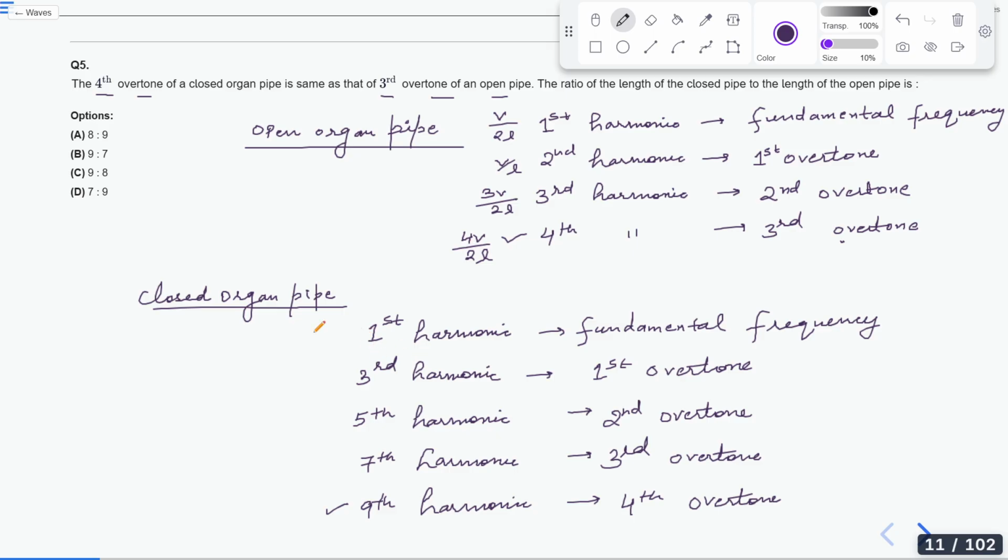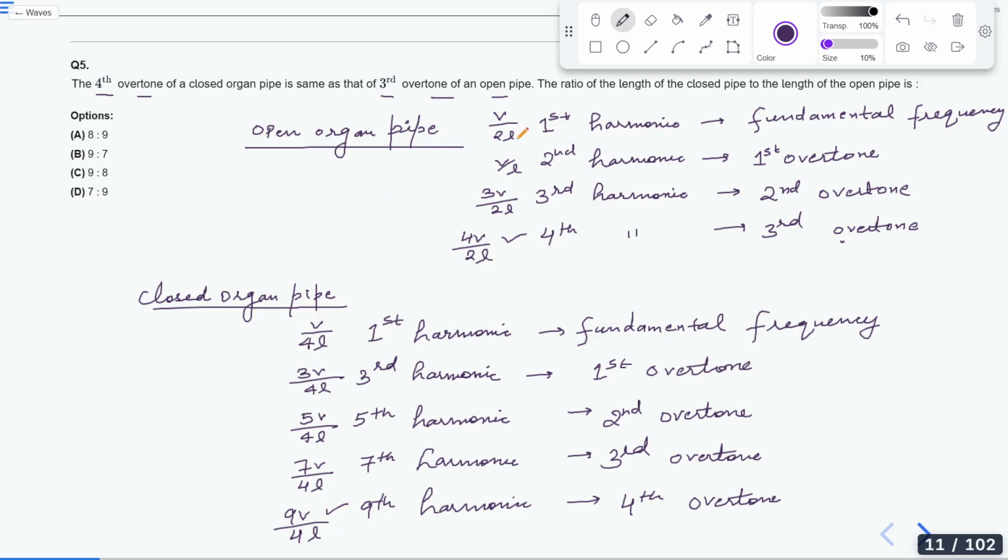Or in the case of closed organ pipe, the fundamental frequency is V by 4L. Then third harmonic is 3V by 4L. Here even harmonics are missing, only odd harmonics are present. So 3V by 4L, then 5V by 4L, then 7V by 4L, and then 9V by 4L.